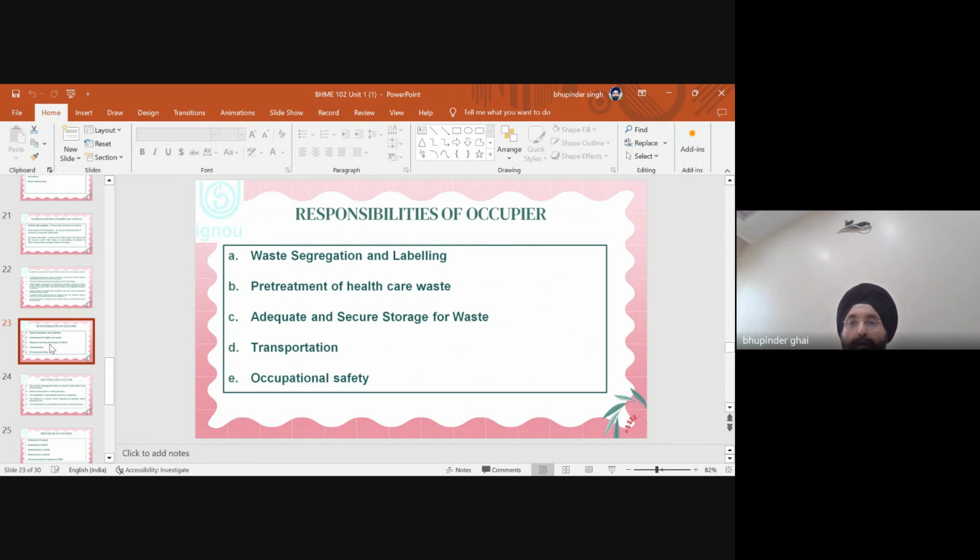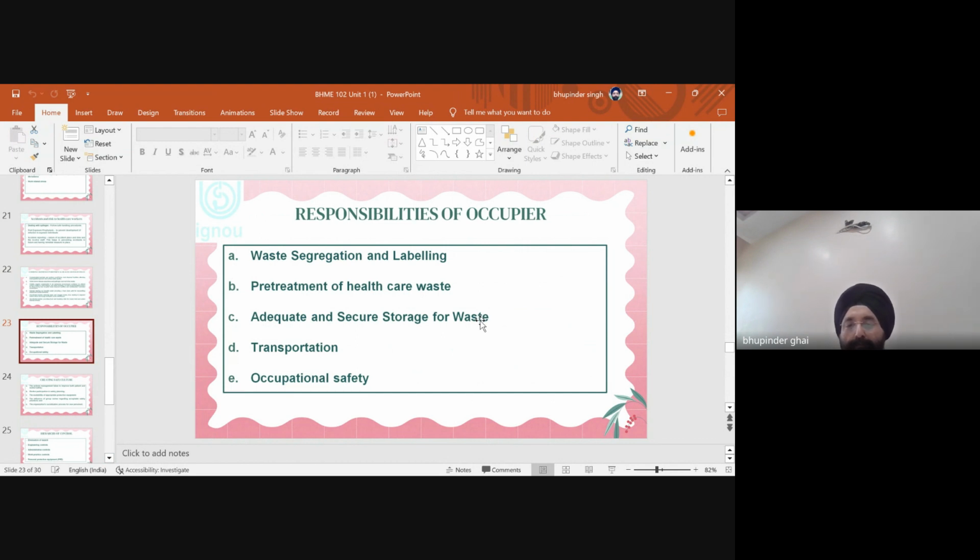The responsibility of the occupier. So what is the responsibility of the occupier? He will ensure that waste is properly segregated and properly labeled, that all the containers should be properly labeled. He should also ensure that all healthcare waste is pre-treated before it goes out of the premises, and also adequate and secure storage for the waste.